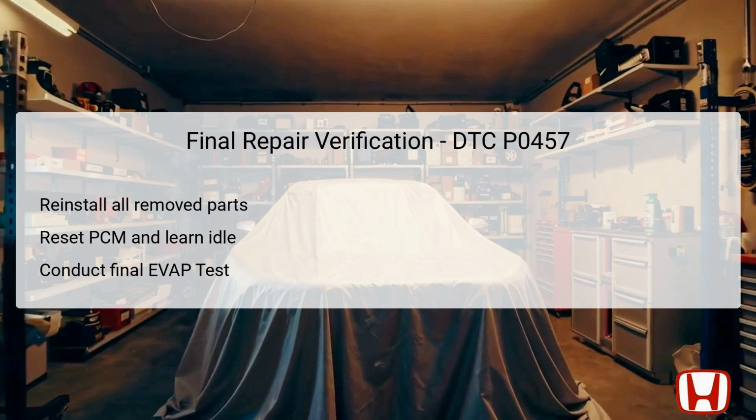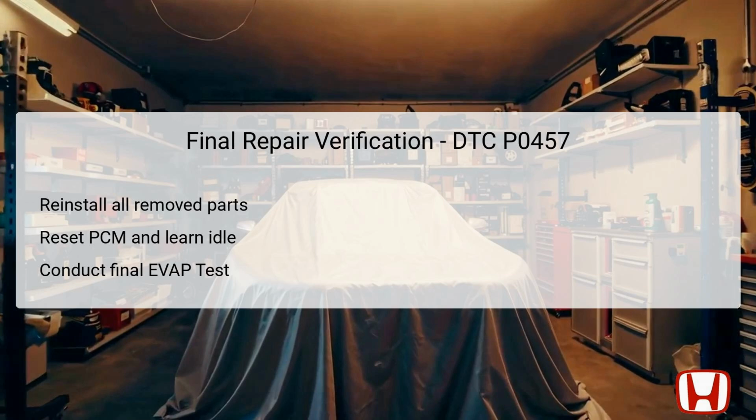Final repair verification is crucial in ensuring that all resolved issues have been addressed adequately. After performing the necessary repairs or replacements, technicians must turn the ignition switch to the lock position and reinstall all components in the reverse order of their removal to restore the system to its proper configuration. Then, the ignition switch is turned on to reset the powertrain control module, PCM, using the HDS, which ensures any saved error codes are cleared.